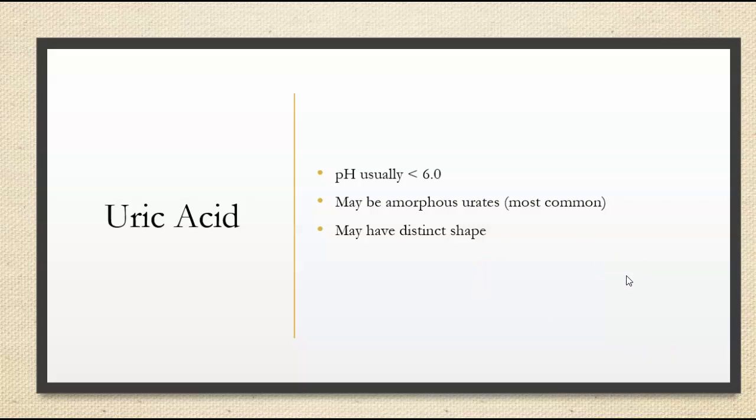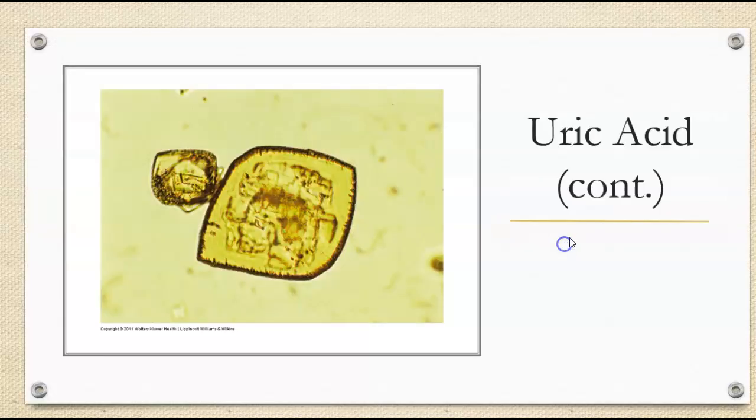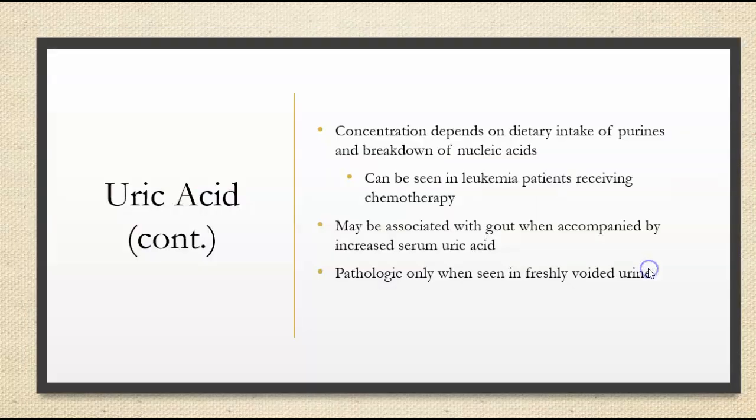So when we look at uric acid, the pH is usually less than 6, and sometimes we can see amorphous urates, and they have distinct shapes when you see uric acid. So here's your typical lemon shape of your uric acid. The concentration will depend on our dietary intake of purines and the breakdown of nucleic acids. And we can see these in patients with leukemia that have chemo. And we can associate this potentially with gout when it's accompanied by increased serum uric acid.